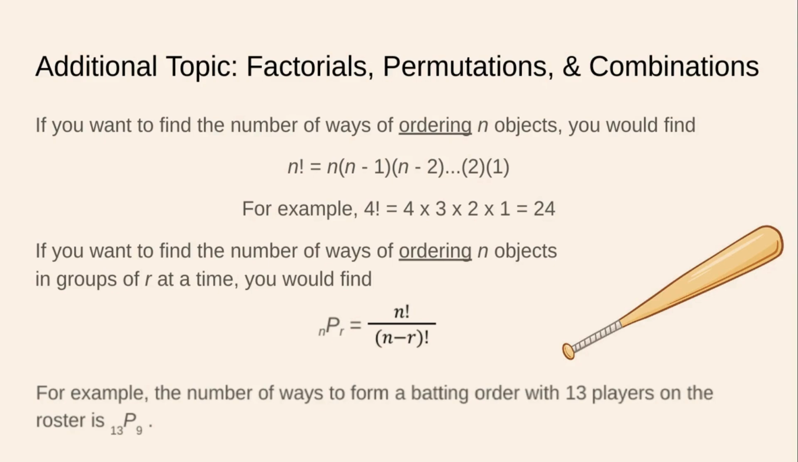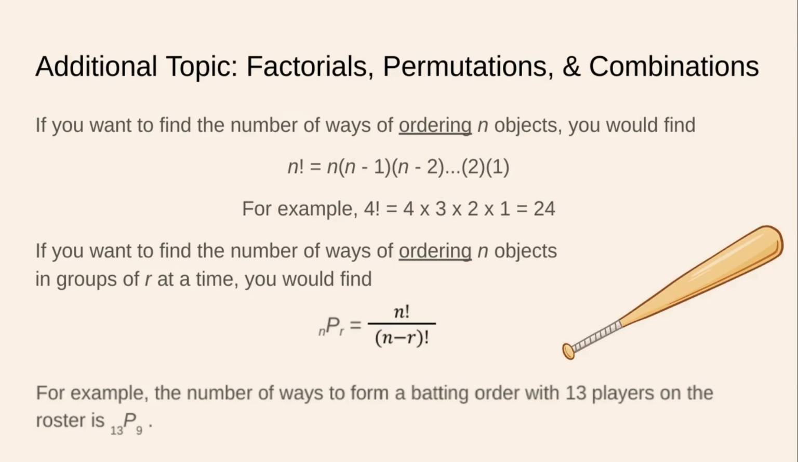So, for example, the number of ways to form a batting order with 13 players on the roster is 13P9. You have to have some baseball context for this. A batting order consists of 9 players. Say you have 13 on the bench. How do you form a 9-player batting order with 13 players? Well, it's 13P9. I have 13 players to work with, and I want to see how many ways I can order groups of 9 at a time.